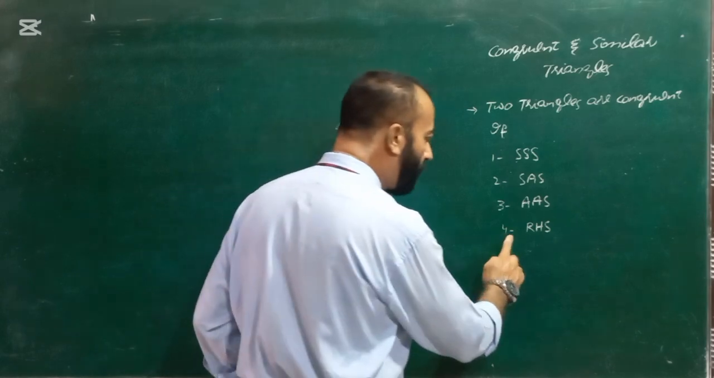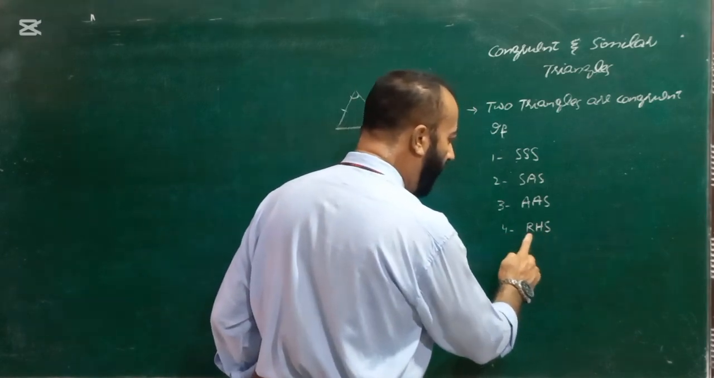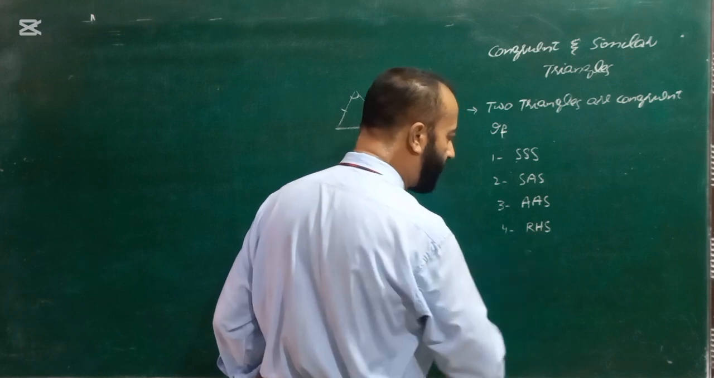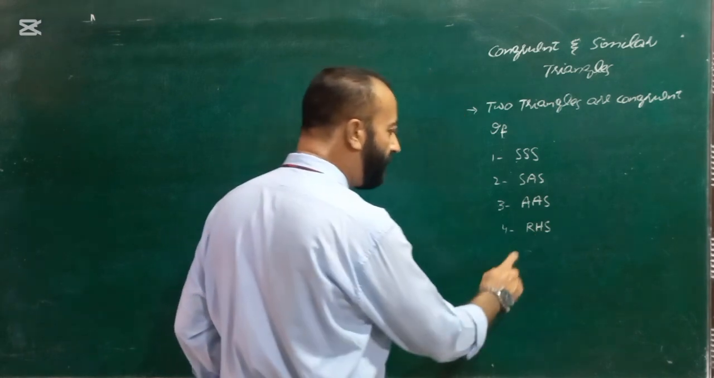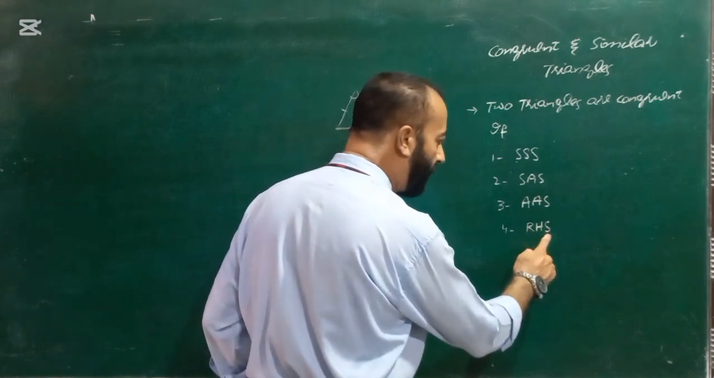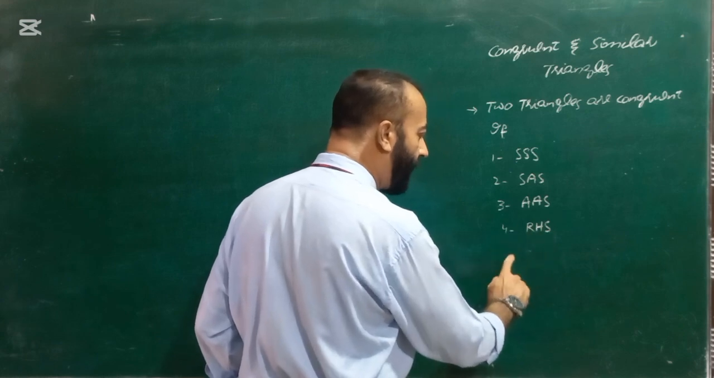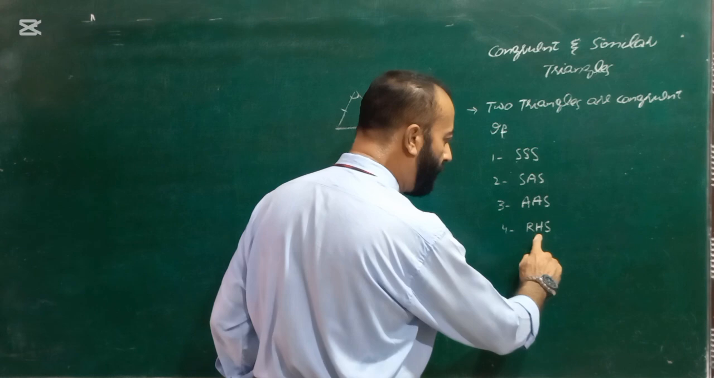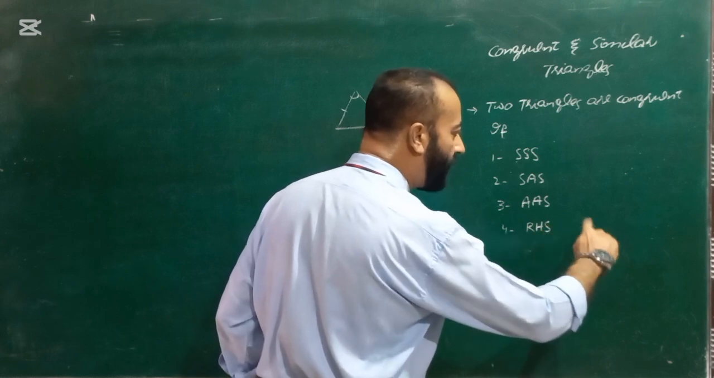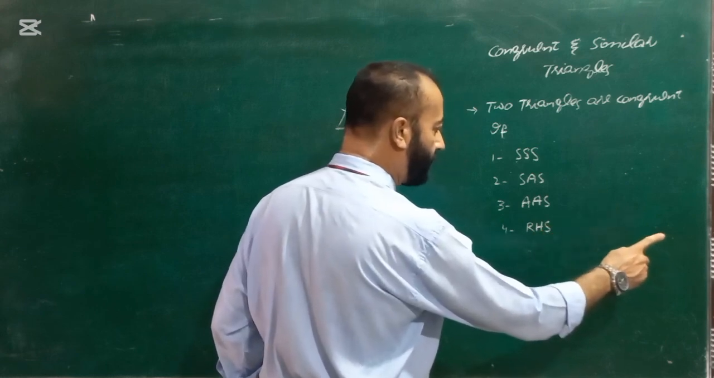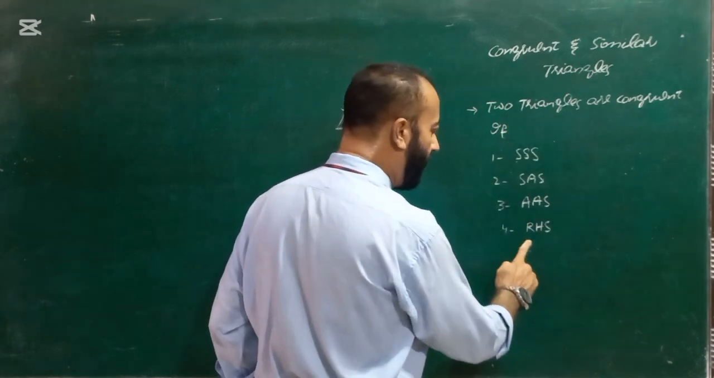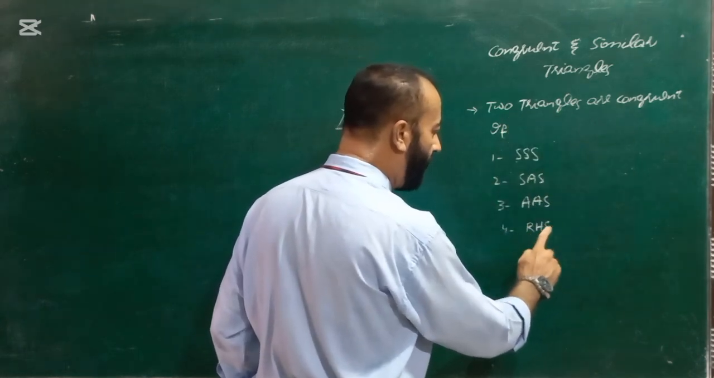The next property is called RHS. RHS stands for right angle, hypotenuse, and side. It means if the hypotenuse and one side of one right angle triangle are equal to the hypotenuse and the side of the other right angle triangle, then these two triangles will be congruent, and this property is called RHS.